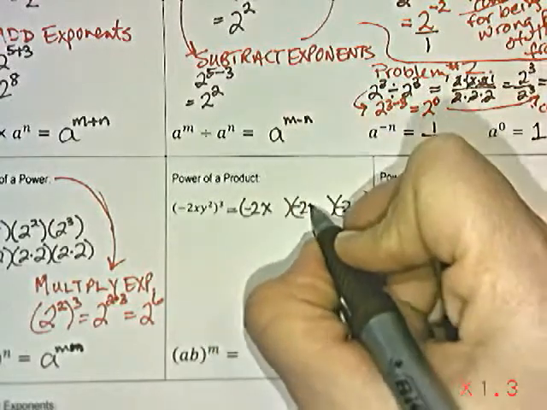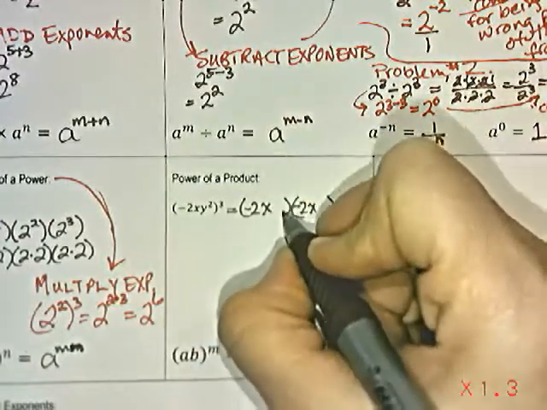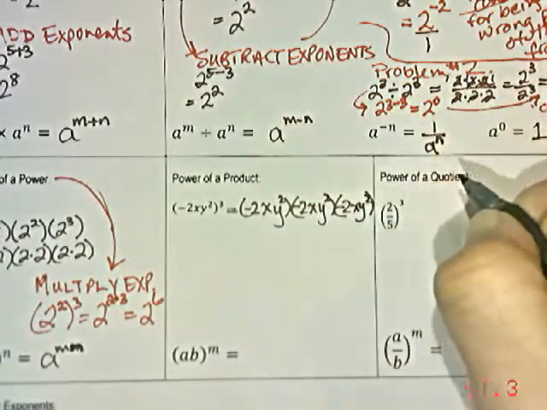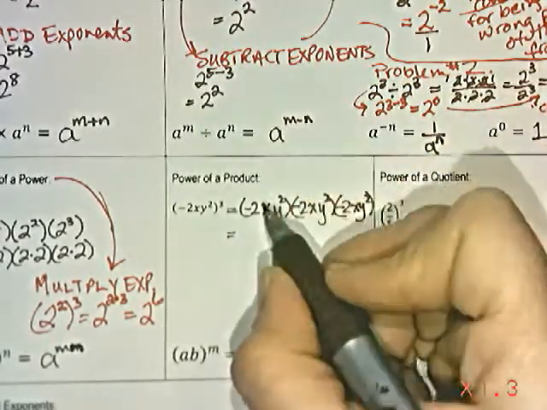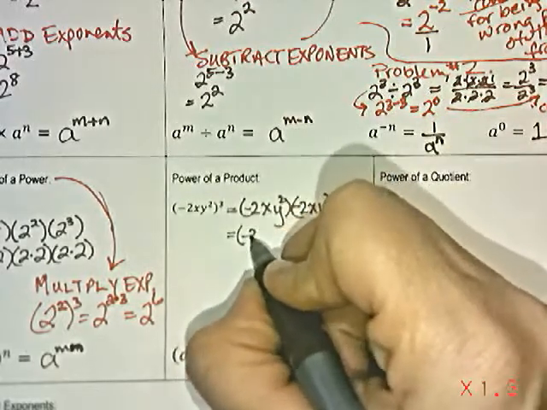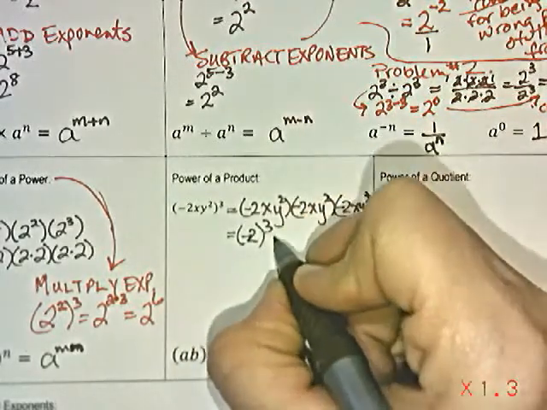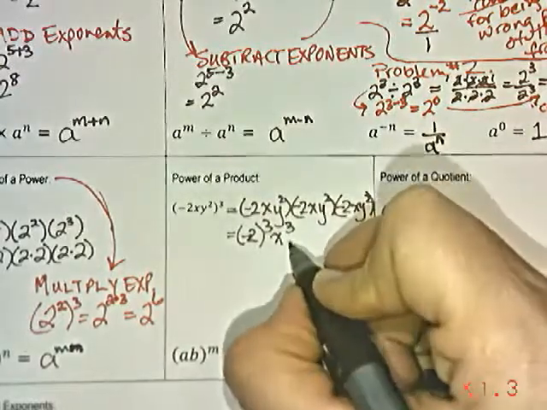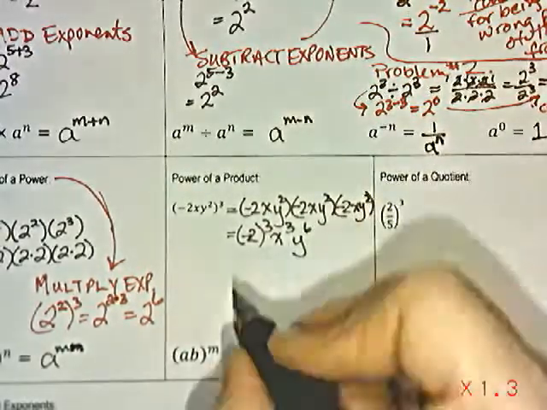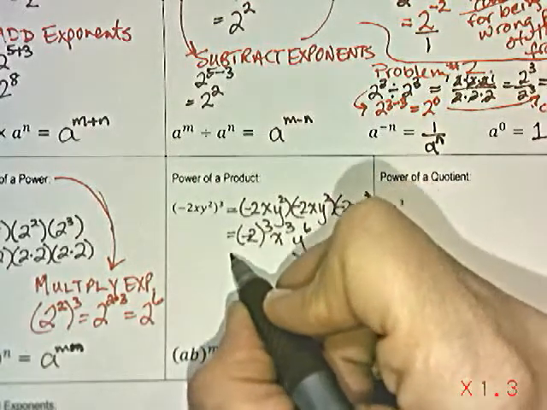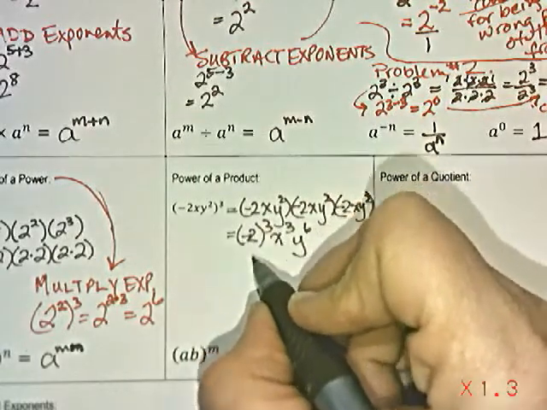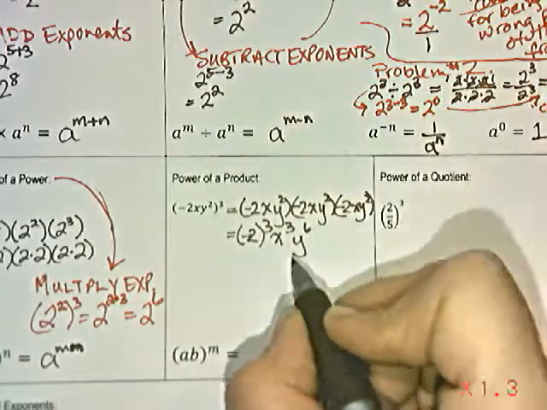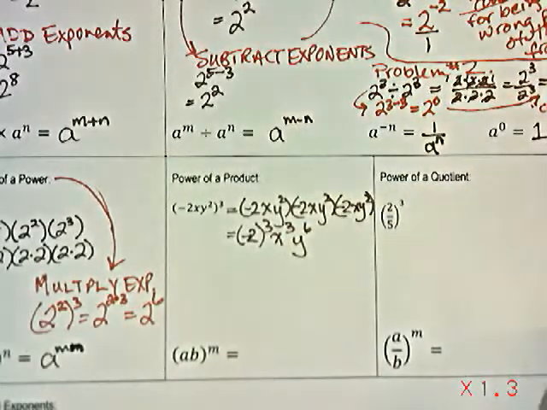I have an x in each one of the brackets multiplying by itself, and I have a y squared in every one of the brackets. And so truly what's happening here is we have a negative 2 cubed, we have an x cubed, and a y squared, y squared, y squared means I have y to the exponent 6. If I was to evaluate that, we would have 3 negatives here, making this a negative 8x cubed y to the exponent 6, but this can be left in simplified exponential form.